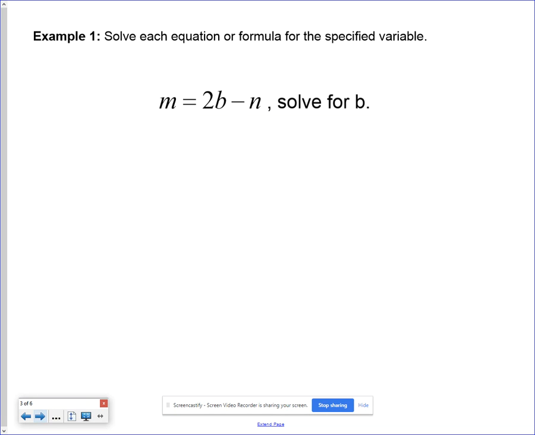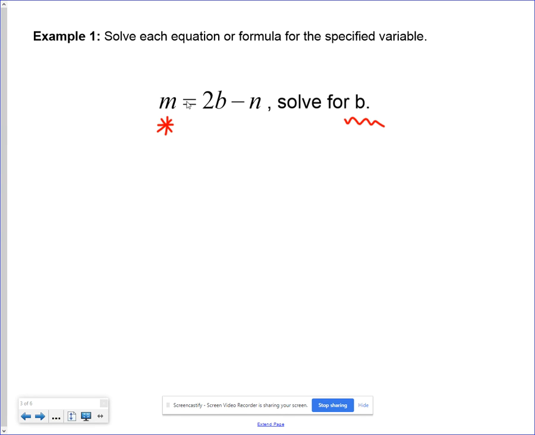All right, example 1. Solve the equation or formula for the specified variable. As this equation is written now, this equation is solved for M. How do I know it's solved for M? Because M is isolated. It wants us to solve for B. So what we want to do is isolate the B variable. We want to get B by itself on either the left side or the right side of the equation.